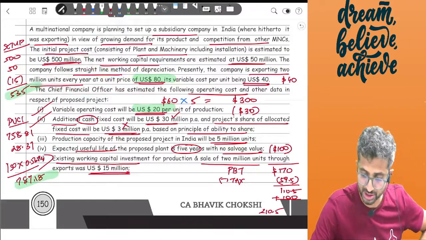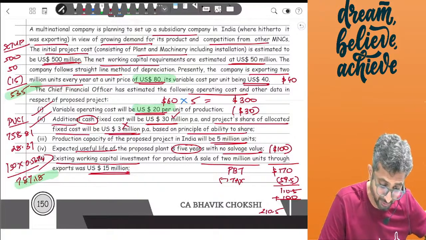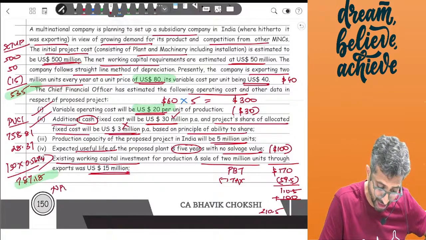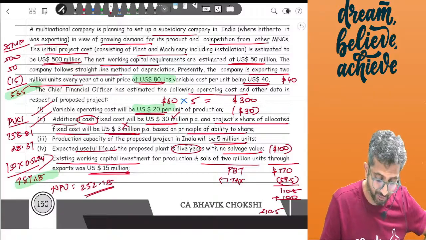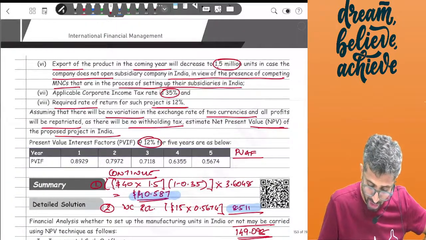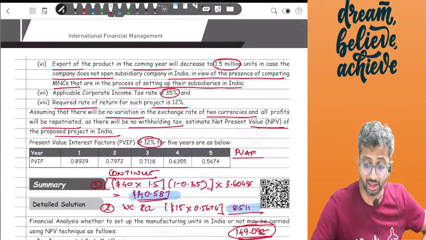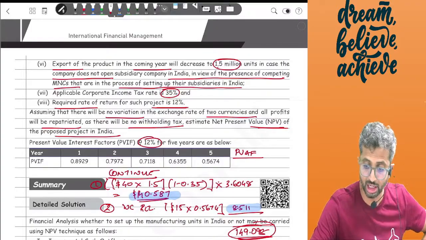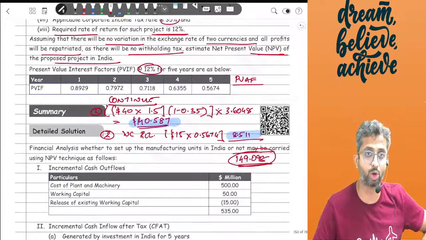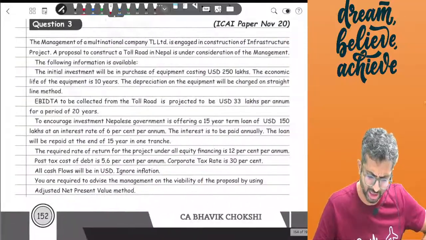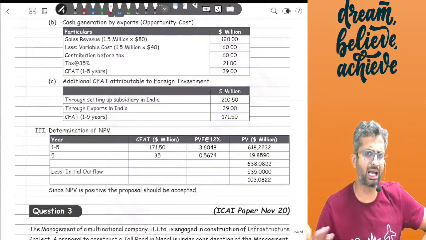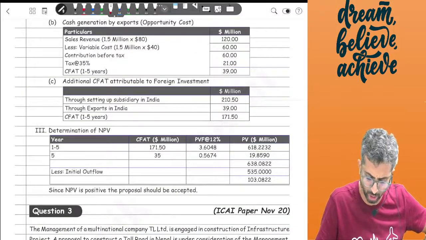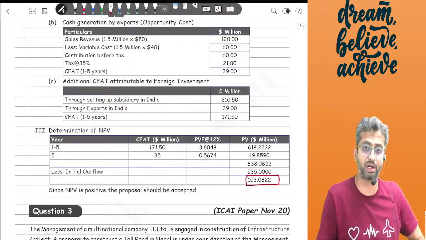535 was my PVCO, and hence my NPV, if I were to set up the new project, would be 252.18. However, if I don't set up the new project, my NPV will be around 149, and hence the difference, if I go to see, will be around 103.08. What the Institute has done over here is, rather than doing this as two separate evaluations, they have done it together, and hence they come to the same answer of 108.